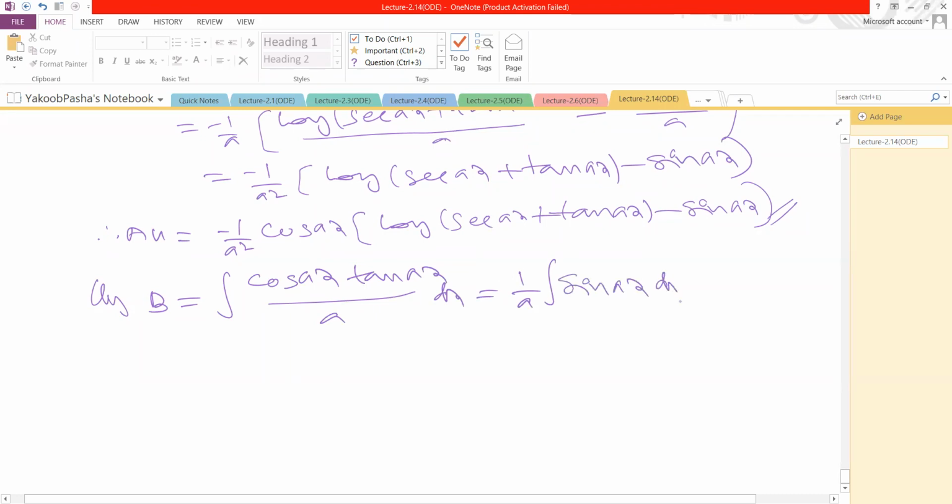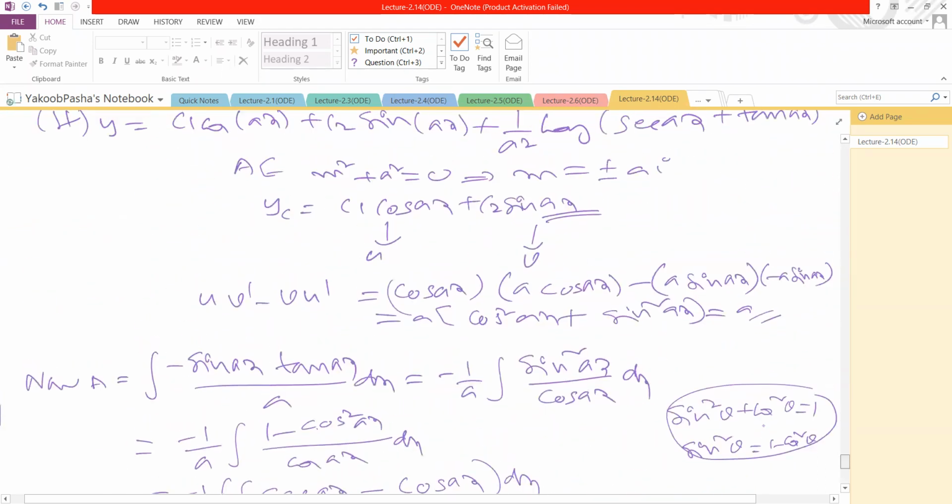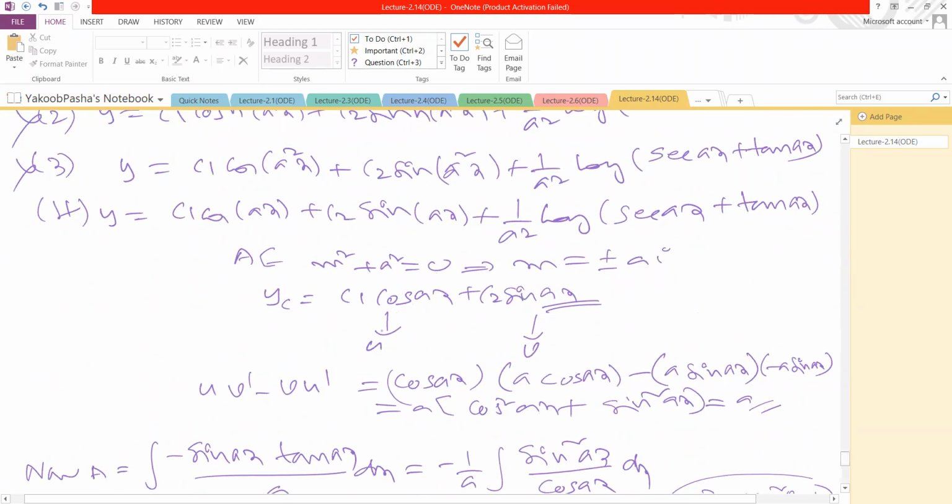Excuse me, sir. How are we writing B, sir? Yeah. U value, this is the U value. Cos ax is U and V value is sin ax. We are taking yc equal to C1U plus C2V. We are comparing this equation with C1U plus C2V. So U equal to cos ax and V equal to sin ax.